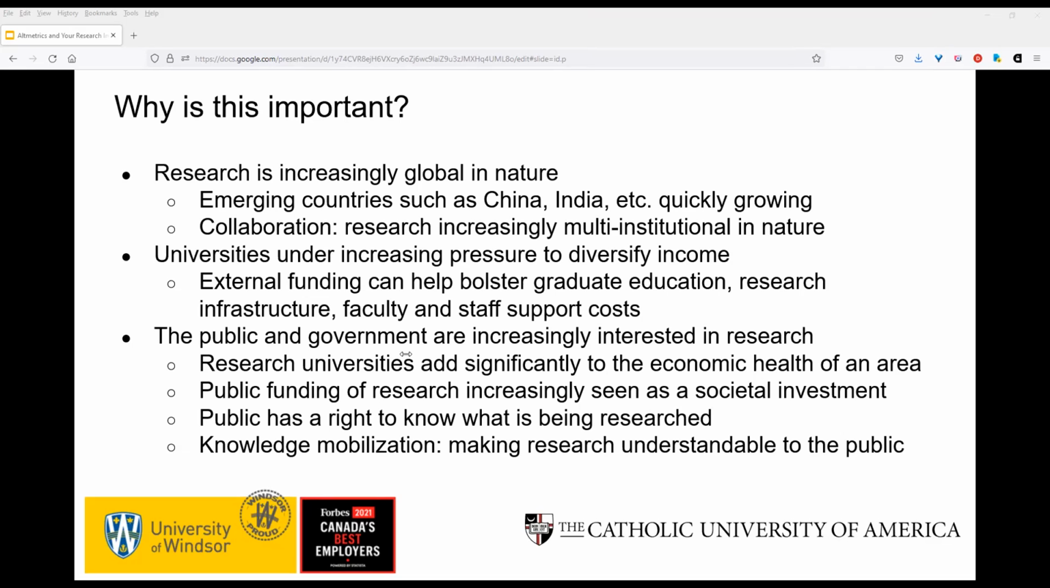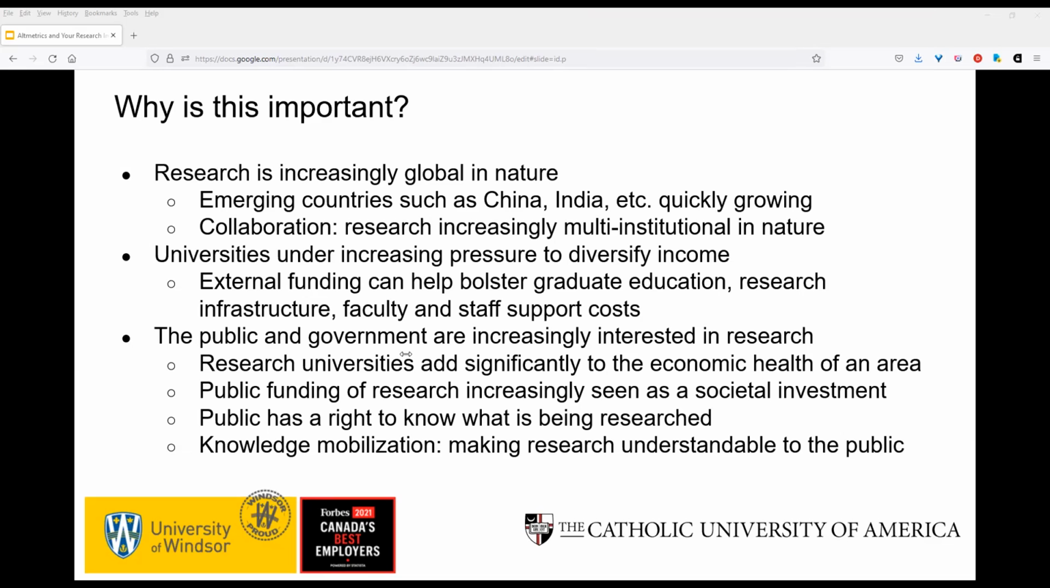The second thing we need to consider is the whole idea of collaboration. Research is increasingly collaborative and multi-institutional and multinational in nature. It's not uncommon to have researchers working on different continents on the same project. The second general theme is that universities are under increasing pressure to diversify income, namely by seeking external funding. External funding can help bolster graduate education, research infrastructure, and faculty and staff support costs.